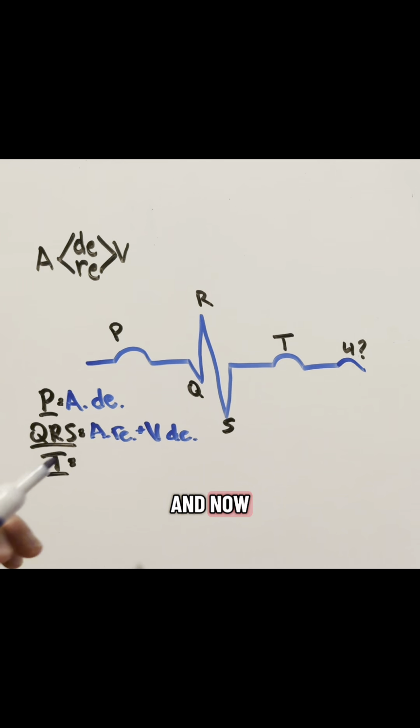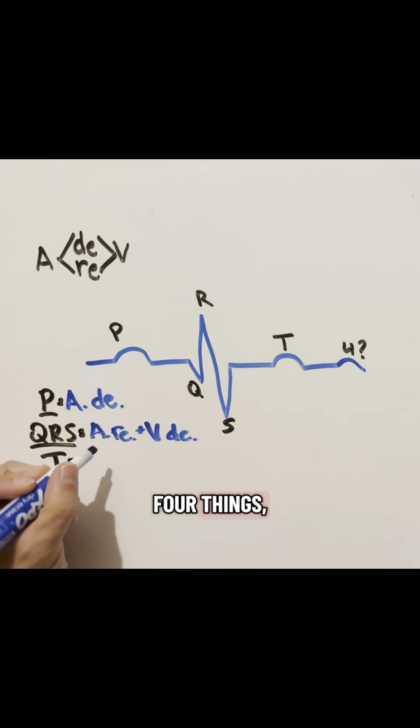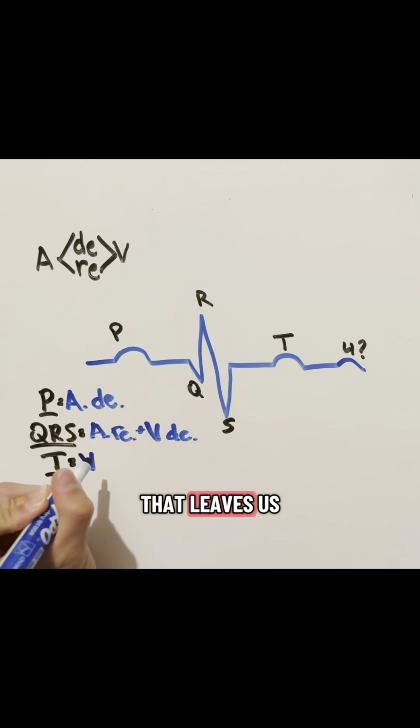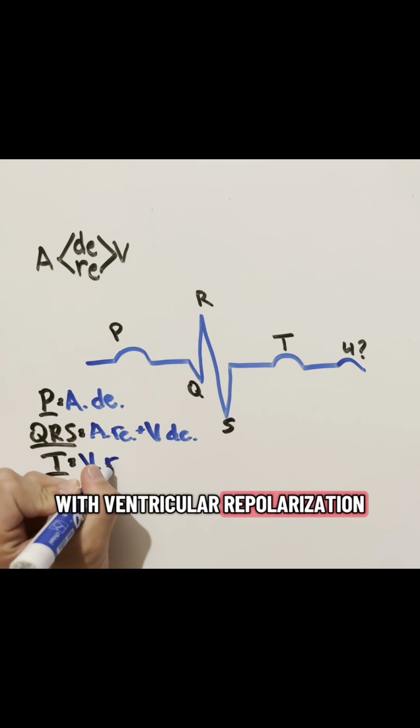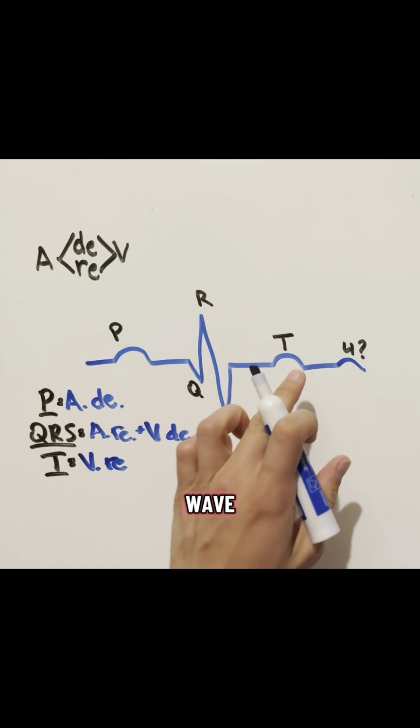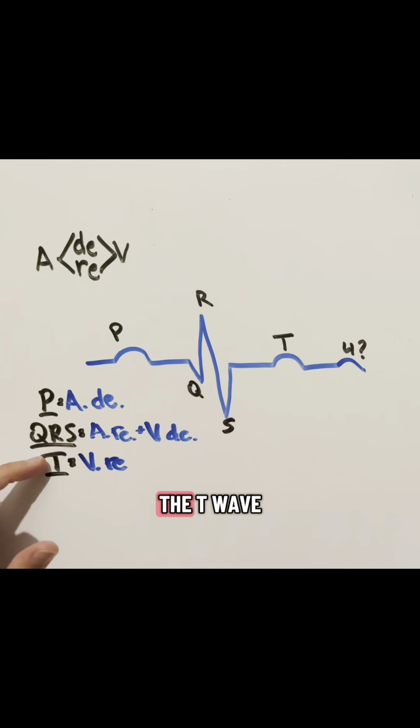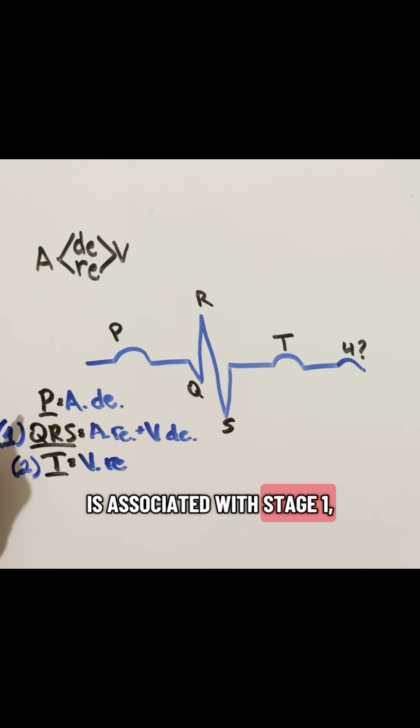And now, since we have 3 of the 4 things, by process of elimination, that leaves us with ventricular repolarization. So the T wave represents ventricular repolarization. The T wave is correlated with stage 2 of the cardiac cycle. The QRS complex is associated with stage 1, and the P wave with stage 5.